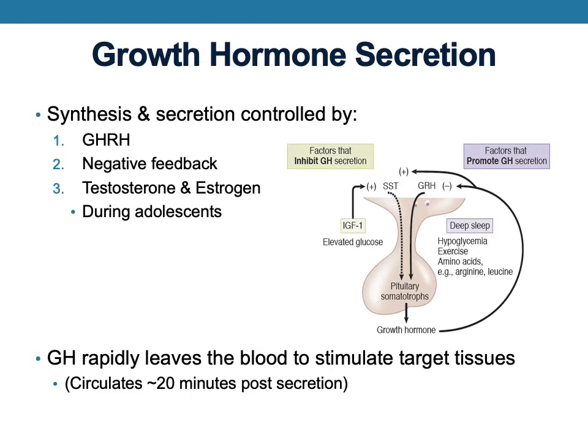Once secreted into the blood, growth hormone does not circulate very long, only about 20 minutes. It rapidly leaves the blood to stimulate the target tissues by binding with receptors on their cell membranes.